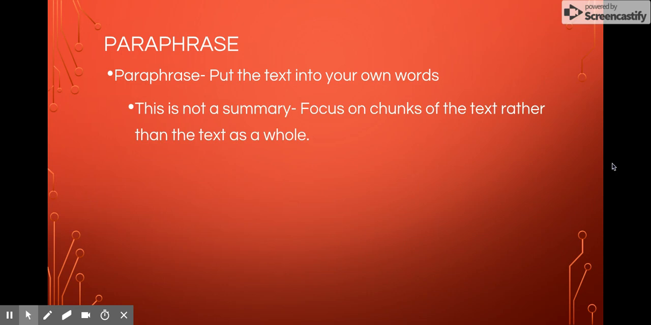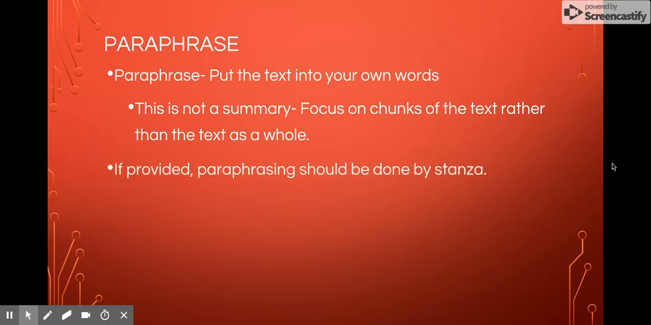So this is not a summary. Rather, you should focus on chunks of text. I'm not looking for the entire poem is about this. I'm looking for this section of the poem is about this. Now, typically, poems are divided into stanzas, and if so, paraphrasing should be done by stanzas. Stanza 1, stanza 2, stanza 3, stanza 4.